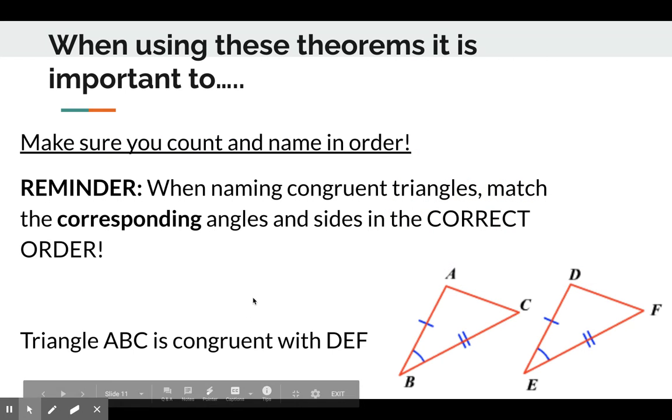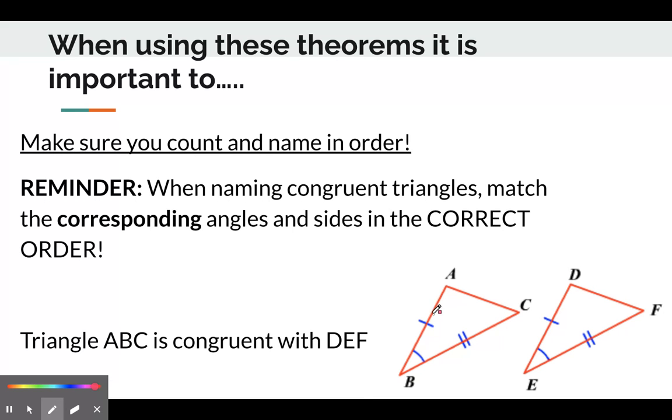Okay, so when using these theorems, it's important to make sure you count and name them in order. Also remember, think back to lesson 5.1. I know it was during first semester, but we talked about corresponding. Whenever you name triangles that are congruent to each other, you have to name the corresponding angles and sides in the correct order.